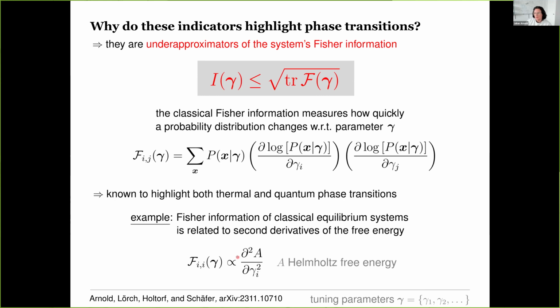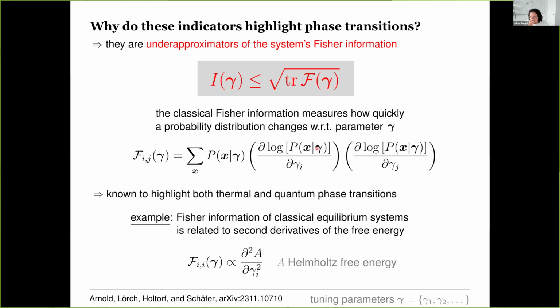So you can look at the off diagonals, but in terms of detecting phase transitions, you can argue that only the diagonals are relevant, in the sense that you can always choose an appropriate basis such that your Fisher information matrix is diagonal. The off diagonal entries correspond to changes in your distribution when you change both parameters, right?